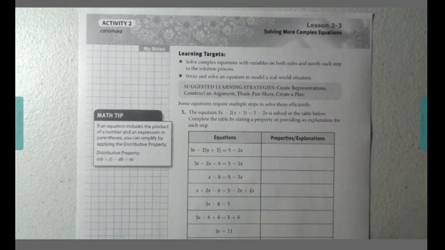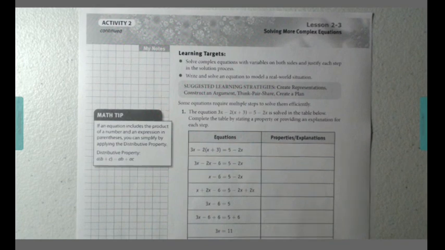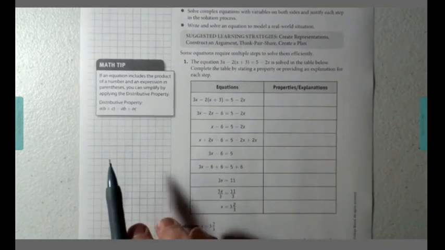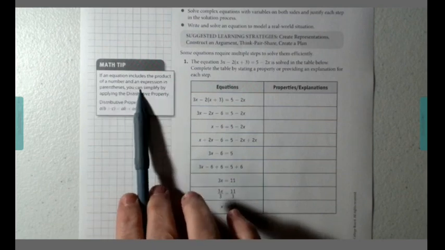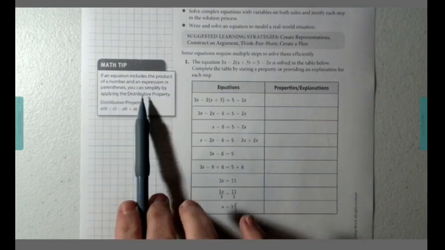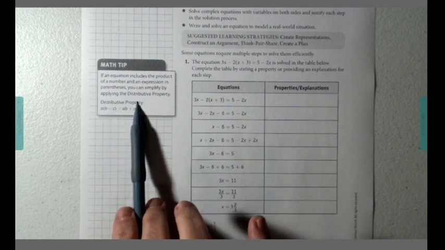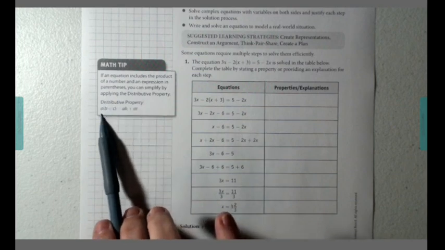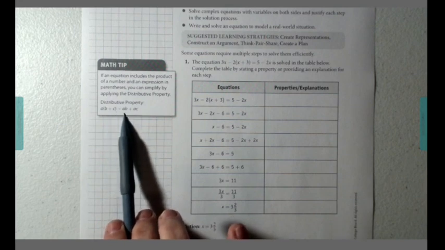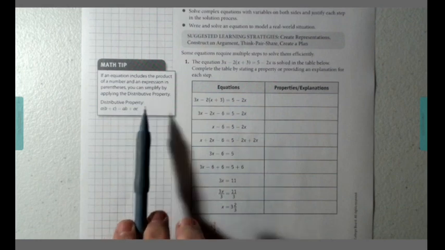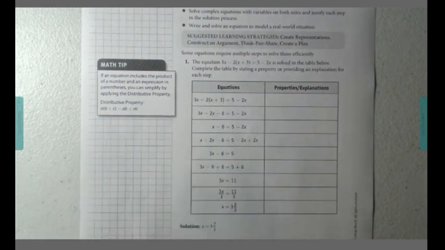On the previous slide, you should have seen two sets of math tips. The first math tip was if an equation includes the product of a number and an expression in parentheses, you can simplify by applying the distributive property. That's A parentheses B plus C, which equals A times B plus A times C. I used the distributive property on one of the problems I worked yesterday in lesson 2-2.